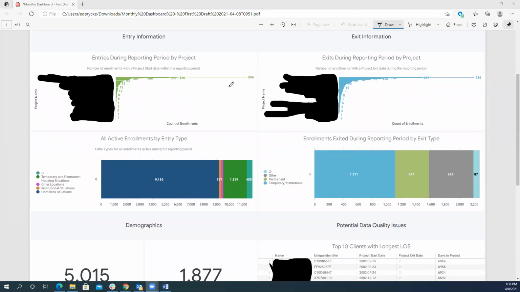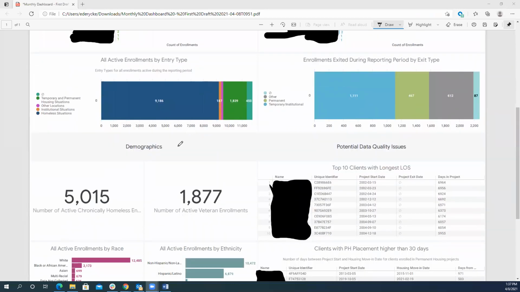We also have entries during the reporting period. Did they have a project start during the reporting period? Exits during the reporting period, so did they have an exit during the reporting period, and how many for each project? We also have enrollments by entry type. Are they entering from a homeless situation, an institutional setting, temporary or permanent housing, etc.? We can break this down by project also, if that's helpful. Same thing for exits. For those that exited, where are they exiting to?